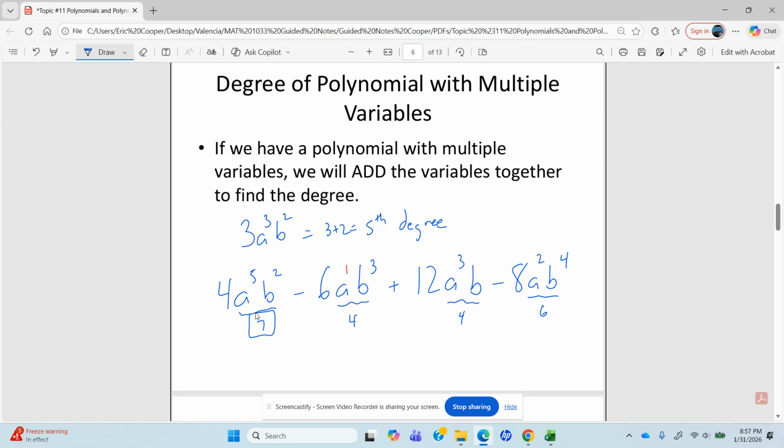For those with multiple variables, we're not as concerned about writing them in descending order. As you can see here, technically if we were writing in descending order, the negative 8a squared b to the 4th should be the second term. But we're not as worried about that when we're talking about multiple variables.